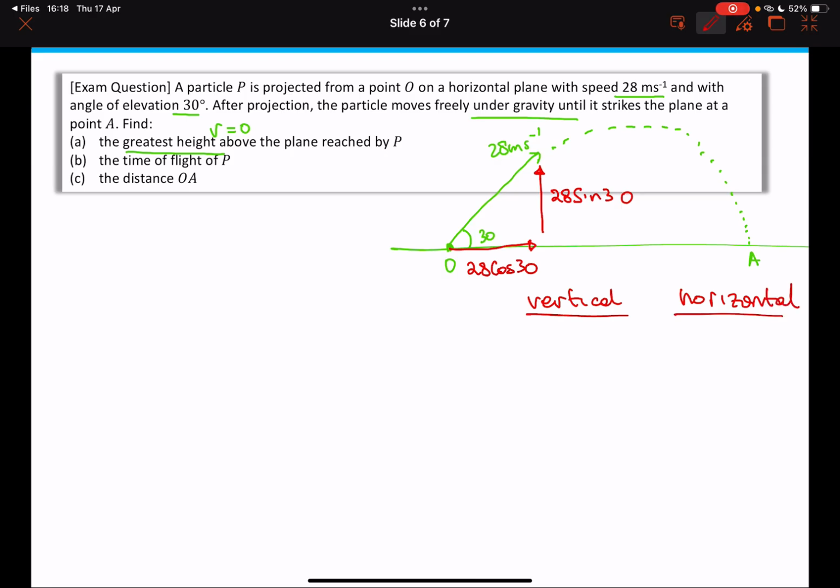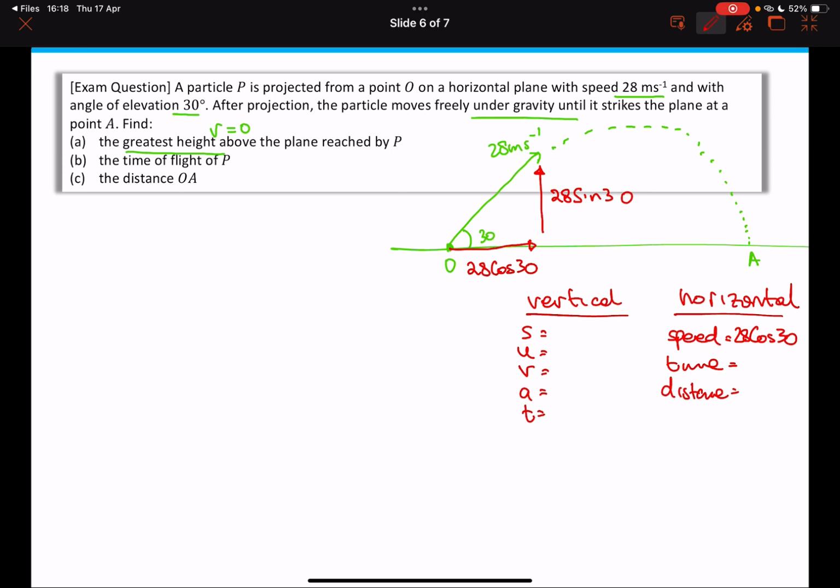So horizontal is going to be speed, time, and distance. So what do I know here? I know my horizontal speed is going to be 28 cos 30. Do I know my time? I'm not sure. Do I know my distance? Not sure either. So I know that I cannot use anything from there. So now on the other side, I have my SUVAT.